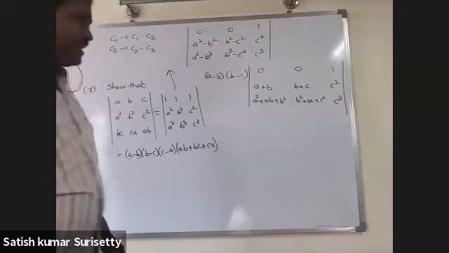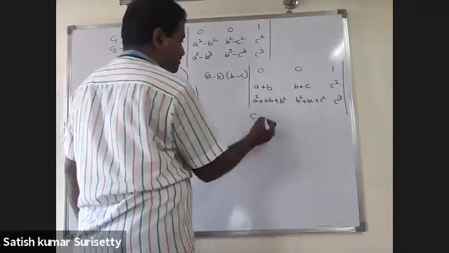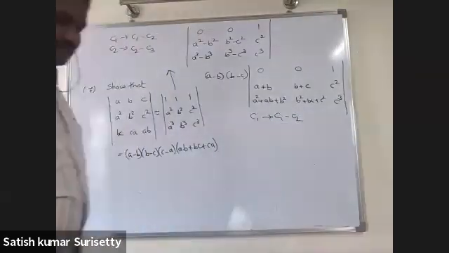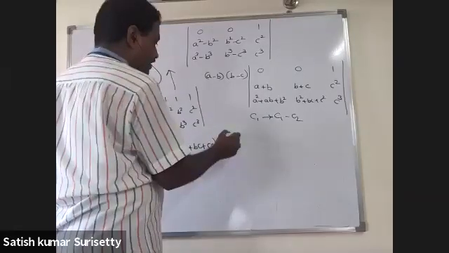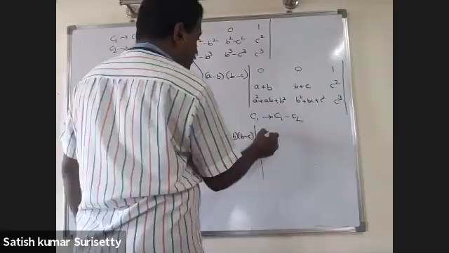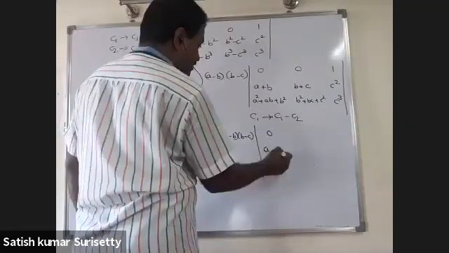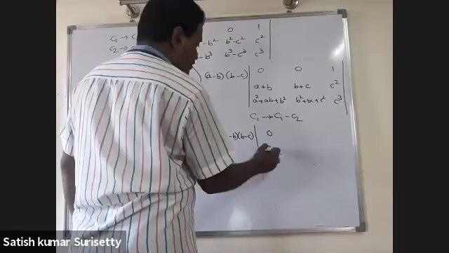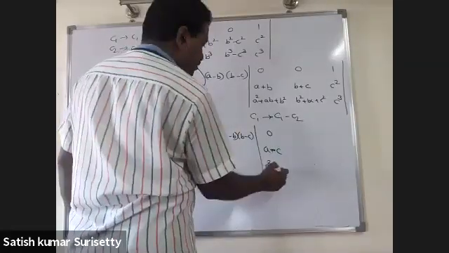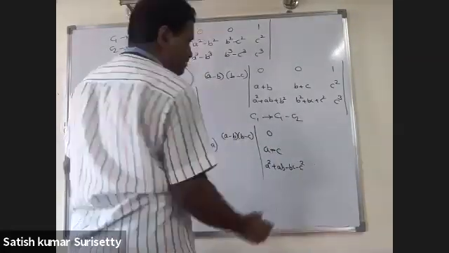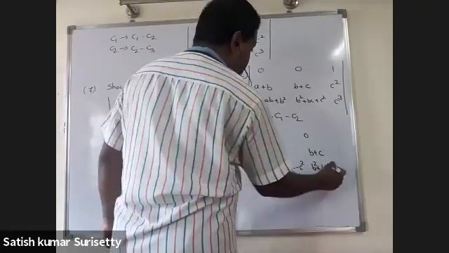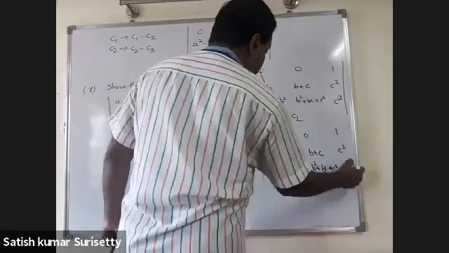What operation again? C1 to what? C1 minus C2. So A minus B, B minus C. Now this will be 0. Now here A plus B minus B minus, that means A minus C we will get. Now here also you can regroup it and you can get a common. That means A square plus AB minus BC minus C square. So 0, B plus C, B square plus BC plus C square, 1, C square, C cube.